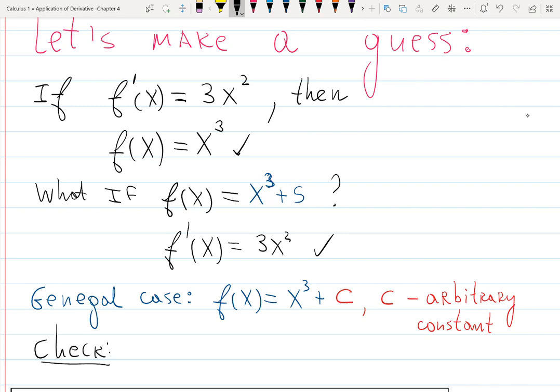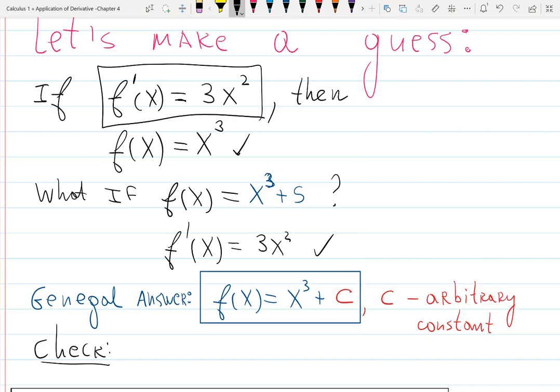Check your answer. So what was the question? The question is, if f prime is 3x squared, what is the answer? We said the general case. I will do the general answer. The answer is x cubed plus c. So I'll put it in the box over here.